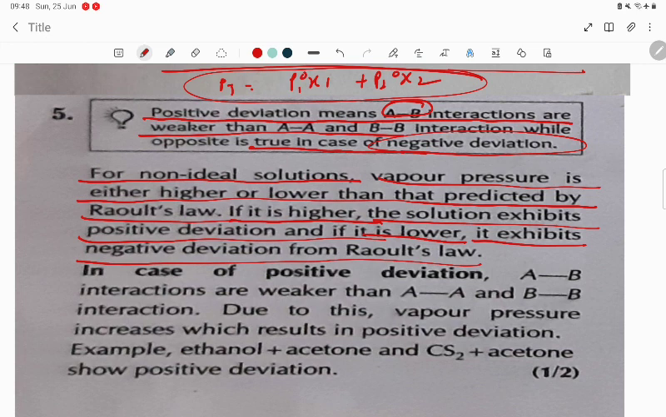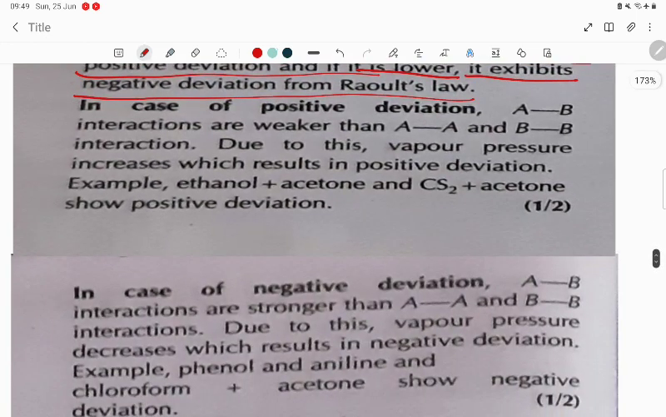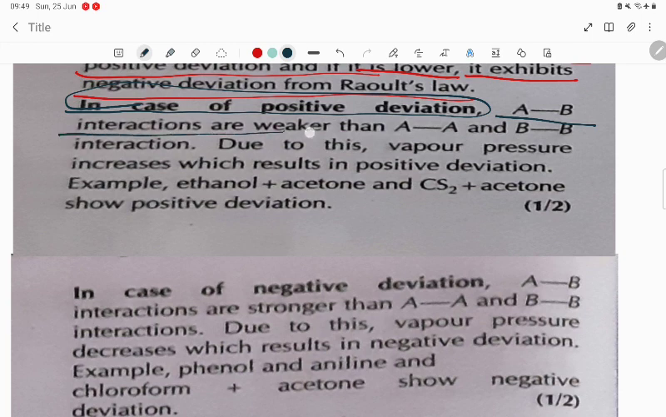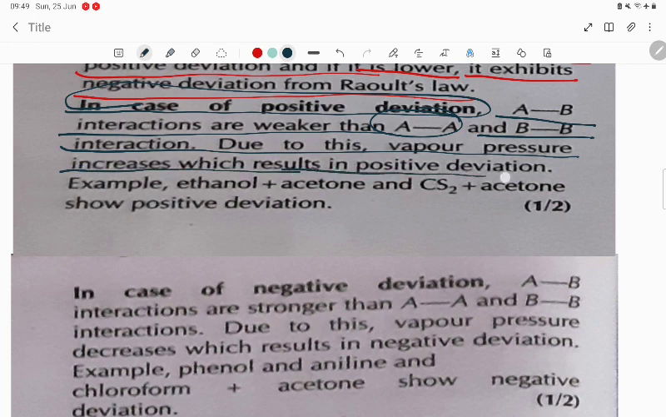So if the vapor pressure of the solution is less than expected by Raoult's law, it is negative deviation, and if more, it is positive deviation. Now in case of positive deviation, A-B, meaning solute-solvent interactions, are weaker than A-A and B-B interactions. Due to this, vapor pressure increases, which results in positive deviation. So if A-B is weak, what will happen to the vapor pressure, students? Vapor pressure will increase.